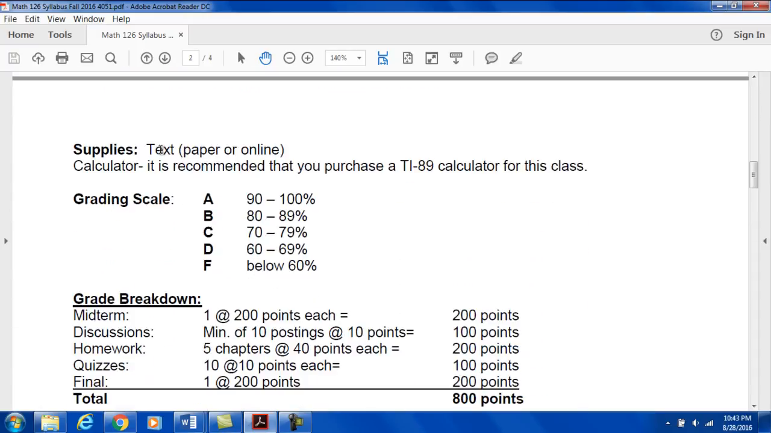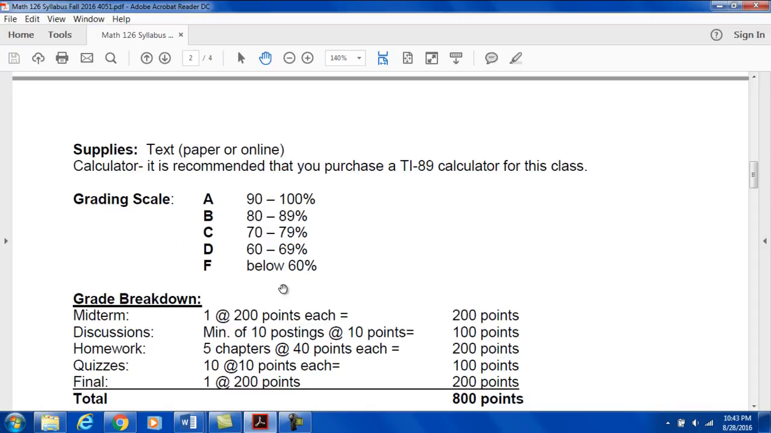Supplies: a calculator, a textbook of one type. It is recommended that you purchase a calculator like a TI-84 or 89. I use the 89. Now, 84s are fine, and there are web-based tools you can use for doing graphs. I'll share that with you as the semester goes on.